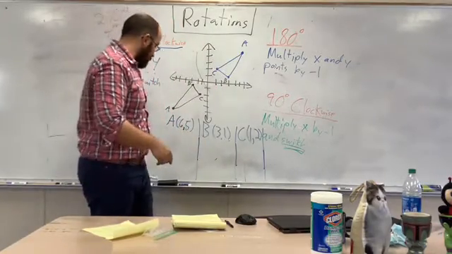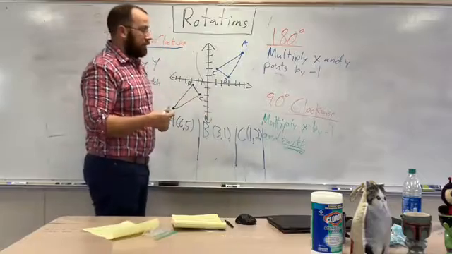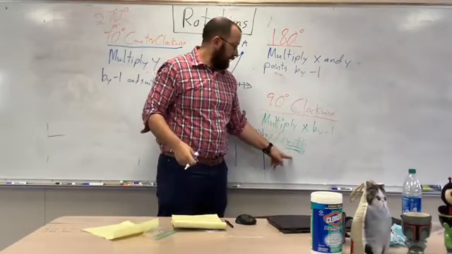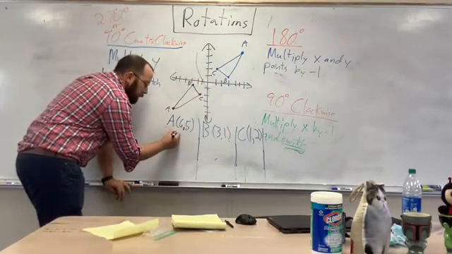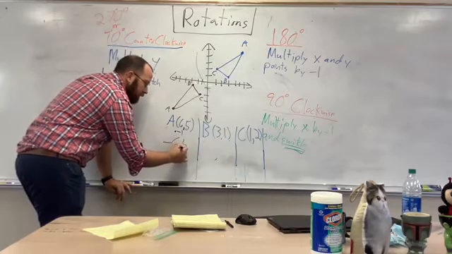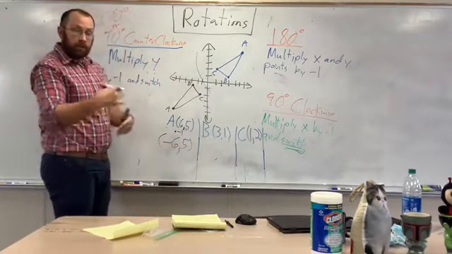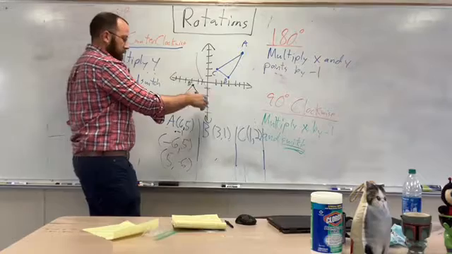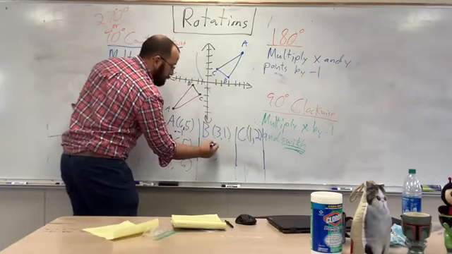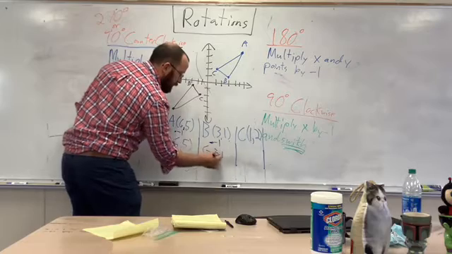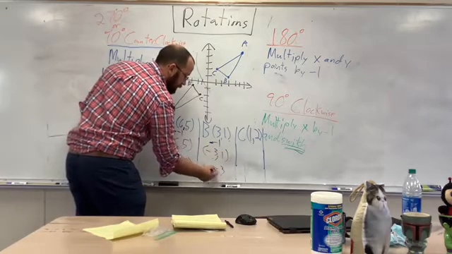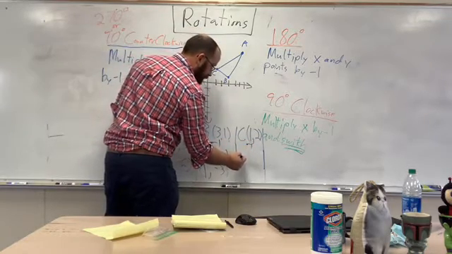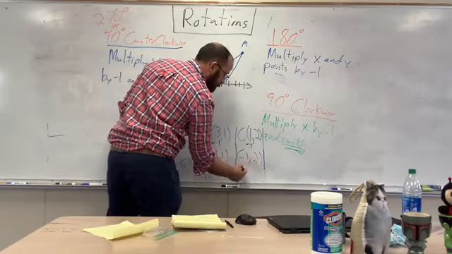Now we're going to do 90 degrees clockwise. So I multiply the x point by -1 and then switch. So this gets multiplied by -1, which gives me -6 over 5. And then you switch them. So it becomes 5, -6. Here, I multiply the x point by -1, so it gives me -3, 1, and then switch. Same thing here, multiply the x point by -1, and then switch.